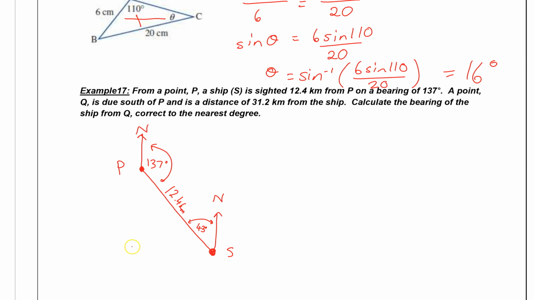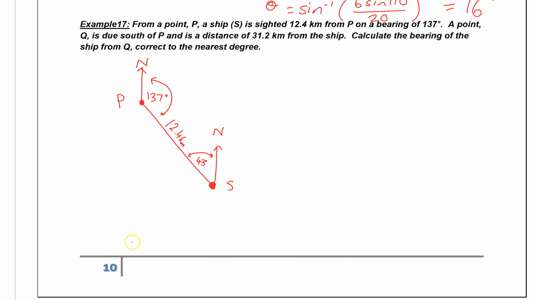A point Q is due south of P and is a distance of 31.2 kilometers from the ship. Okay. Now, what I have is somewhere, probably haven't given myself enough room here, somewhere down here I have another point Q, and that's 31.2. The bearing of the ship from Q. So here's my ship. That's not theta, that should be Q. The bearing of the ship from Q. So that's this angle here, that's what I want to find.